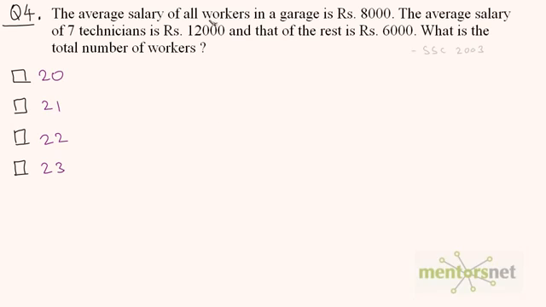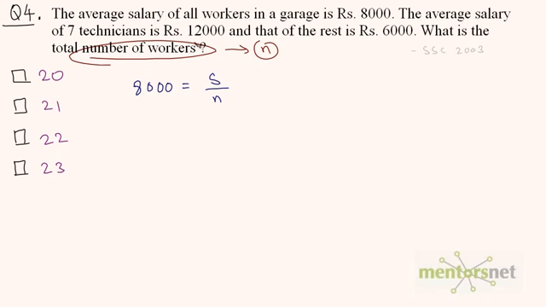The average salary of all workers in a garage is rupees 8,000. The average salary of 7 technicians is 12,000 rupees and that of the rest is 6,000 rupees. What is the total number of workers? Okay, let us assume that the number of workers is n and we have been given the average salary of all workers, which is 8,000 rupees. So 8,000 is equal to the sum of salaries of all workers, let's say it is S, divided by n.